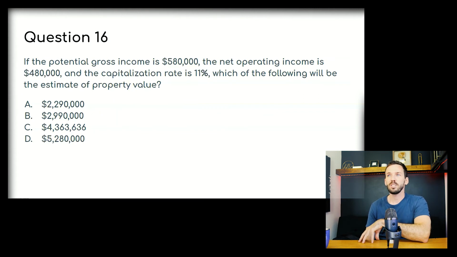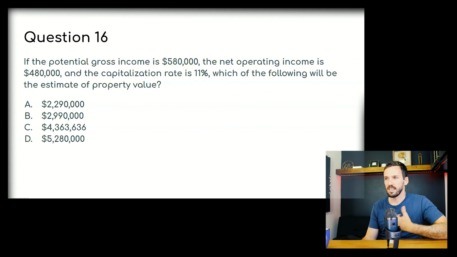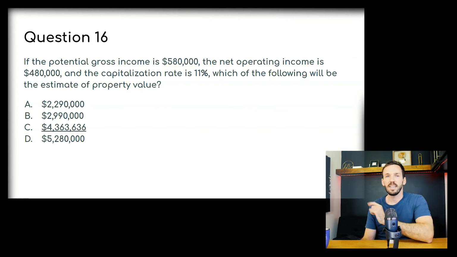Question 16. If the potential gross income is $580,000, the net operating income is $480,000, and the capitalization rate is 11%, which of the following will be the estimate of property value? And then you get a bunch of numbers there. So $480,000, like they give you there, divided by the 11% is $4,363,636. They trick you by even including that gross income there because it does not matter in this case. Answer here is C.